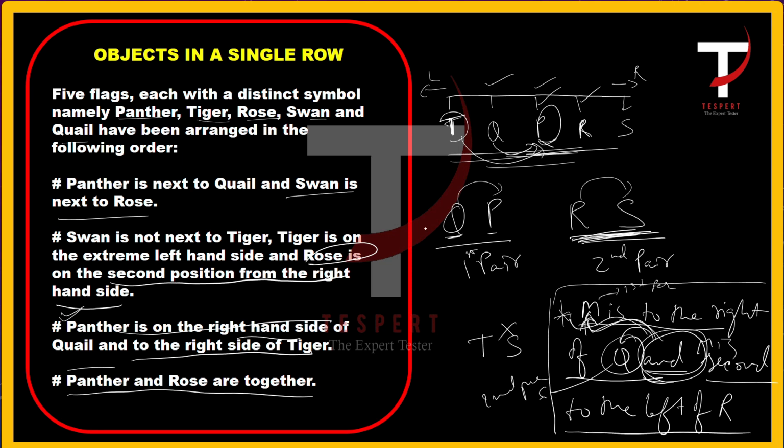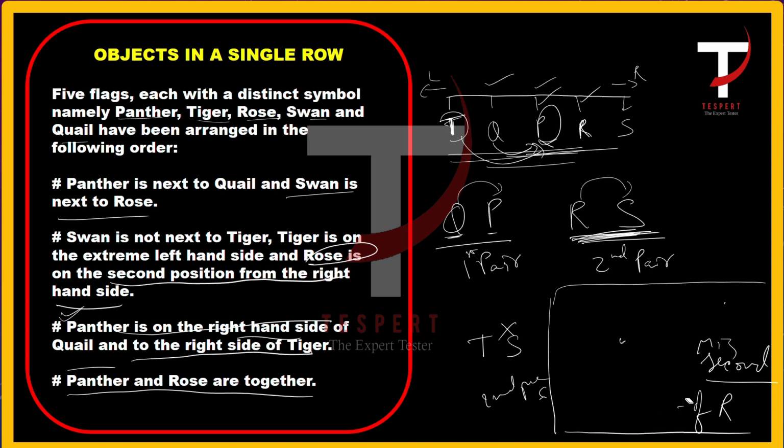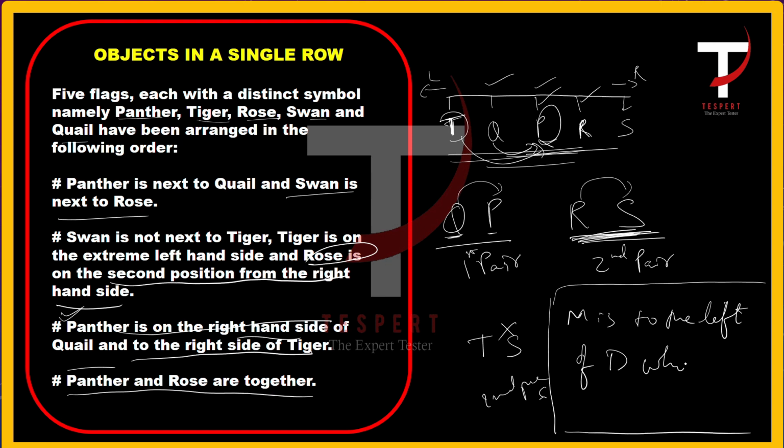The similar kind of example we shall take, which is with "who". Okay, "who", we shall take this example now. M is to the left of D. I will write it here: M is to the left of D, who is sitting between G and H. Okay, who is sitting between G and H.